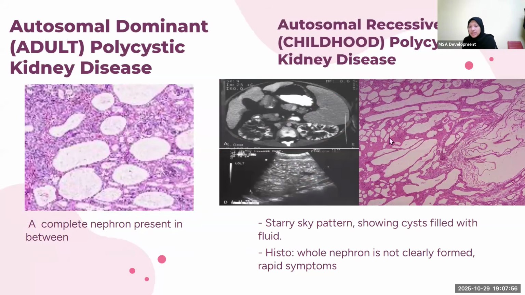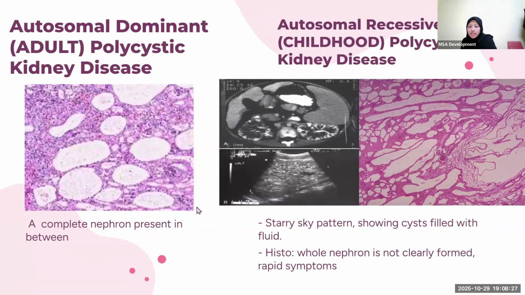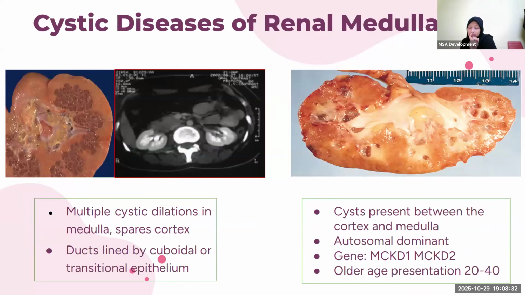Whereas autosomal recessive polycystic kidney disease is very undifferentiated. It appears very early in childhood. So you will see that a whole nephron is not formed, and it's very severe renal failure. In imaging, you would see multiple cysts here and here, a starry sky pattern on ultrasound showing cysts filled with fluid, many cysts in childhood. Okay. That's it for these two. So we mentioned polycystic kidney disease, adult and childhood, with cysts mainly in the cortex of the kidney.